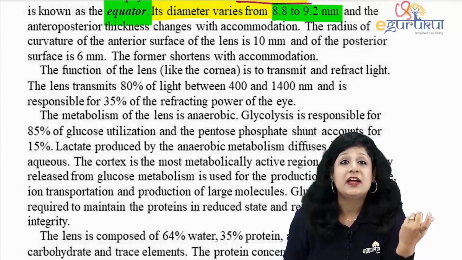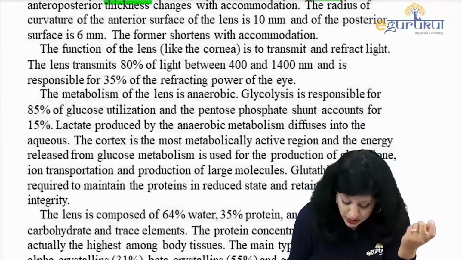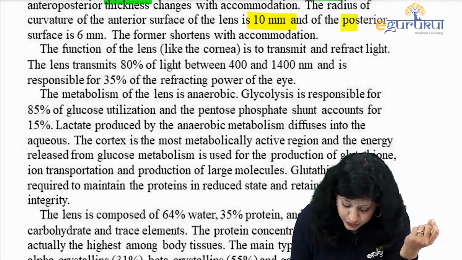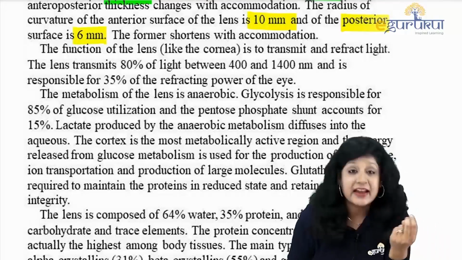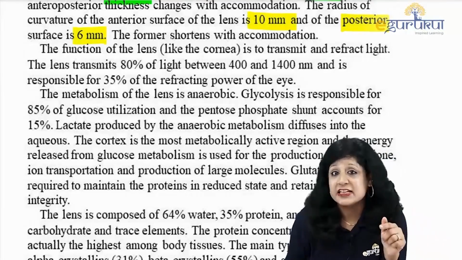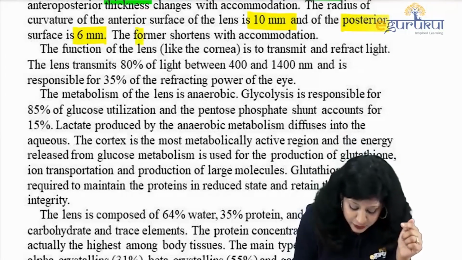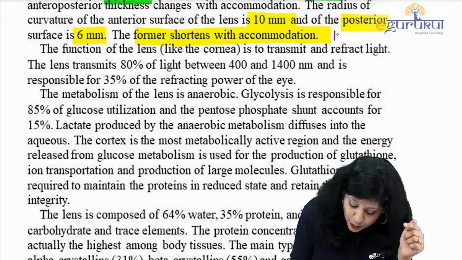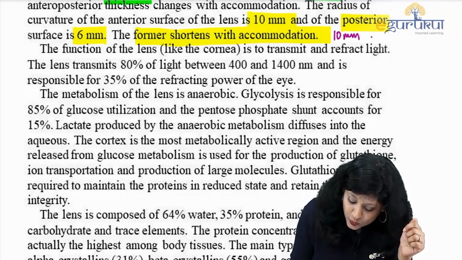Okay, now what are the radii of curvature? The ROC. The anterior ROC is 10 mm and the posterior ROC is 6 mm, and it is the former, meaning the anterior ROC, that shortens with the accommodation. And how much is it shortening? From 10 mm it goes to 6 mm. I hope you remember this.